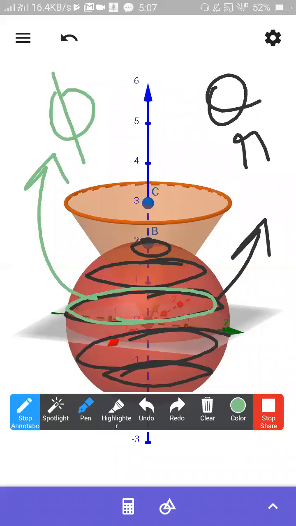Horizontal plane. Okay, it is in a horizontal plane. The circle is lying on the horizontal plane. Or otherwise, the circle formed is parallel to the horizontal plane, parallel to the XY plane. Please remember that.